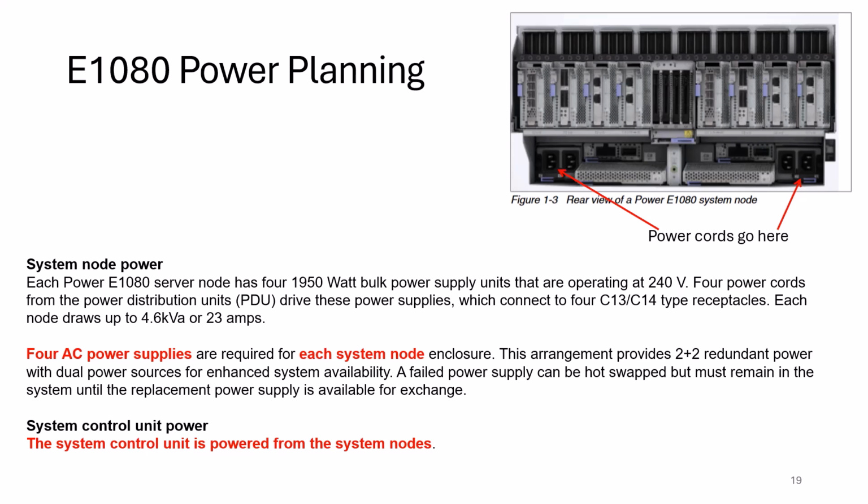Now the 1080 also has a system control unit which has things like a DVD drive and so on in it. That actually draws its power from the system nodes, so it does not have its own power connection. Again, there's 4 power supplies, and they're in a 2+2 redundant power with dual power sources set up.